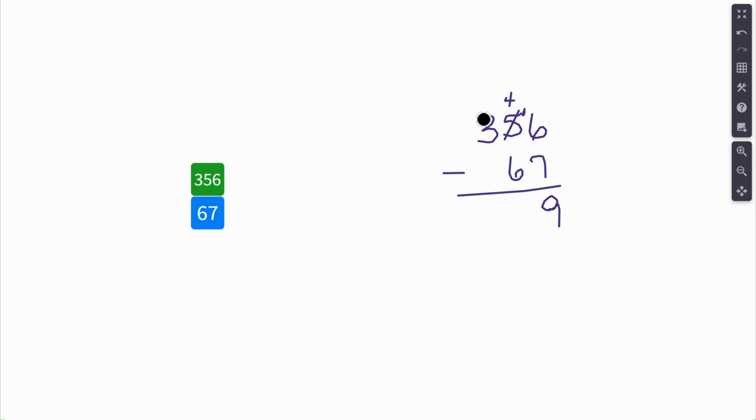And then we go to the tens place. Now we have 4 minus 6. Now again, 4 minus 6 I can't do. I need to regroup one of these hundreds into 10 tens and make 14 tens minus 6 tens. So I get 14 minus 6 is 8, and 2 minus 0 is 2.